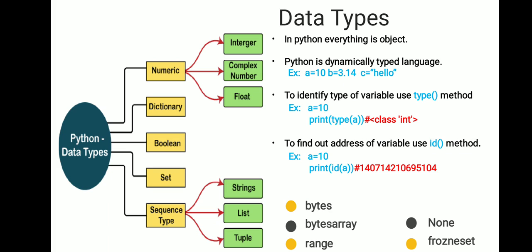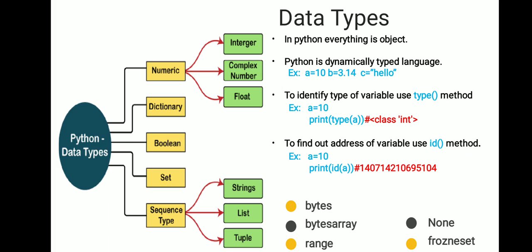Now in Python we have a total of 14 data types. So numeric data types, dictionary data type, boolean, set, sequence data types. In Python we have three numeric data types. First one is integer, then complex number, and the third one is float.